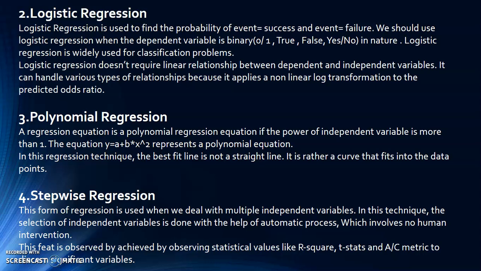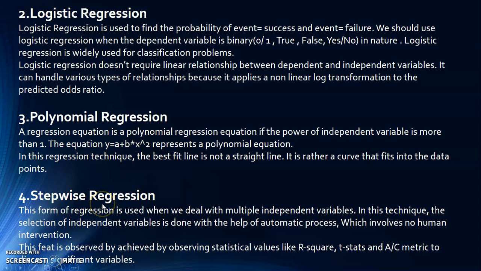Since we are working with a binomial distribution, we need to choose a link function which is best suited for the distribution, and it is the logit function. Next is polynomial regression. A regression equation is a polynomial regression equation if the power of the independent variable is more than 1. The equation y = a + b*x^2 represents a polynomial function. In this regression technique, the best fit line is not a straight line. It is rather a curve that fits the data points.